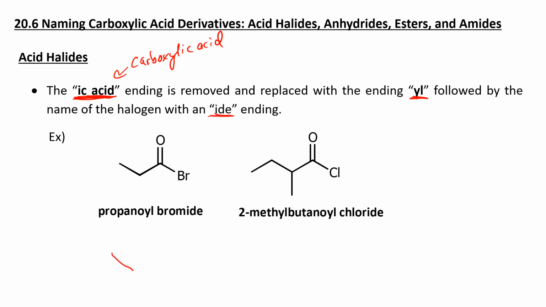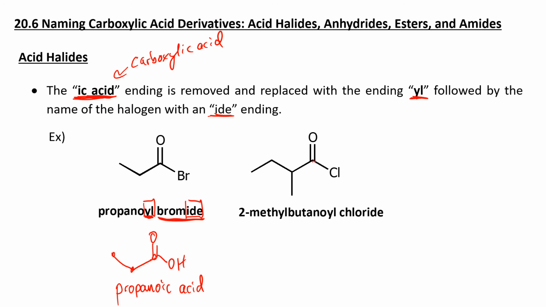So let's just look, if this were a carboxylic acid, it would be 1, 2, 3, it would be propanoic acid. So we're going to change the ic to yl, and we're going to put the halogen name with an ide. So it's propanoyl bromide. This is your things to remember.